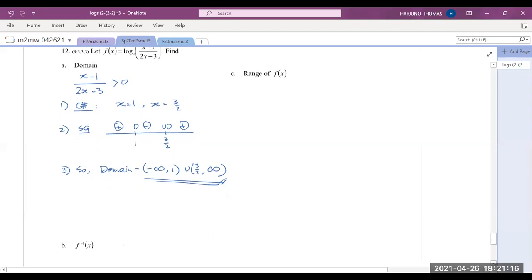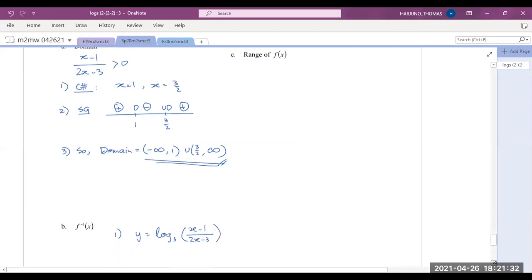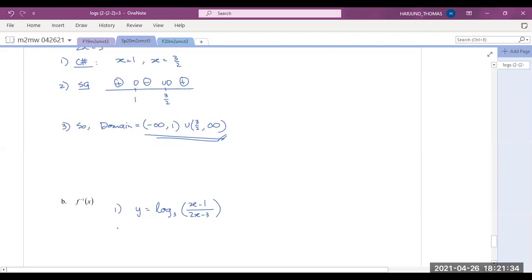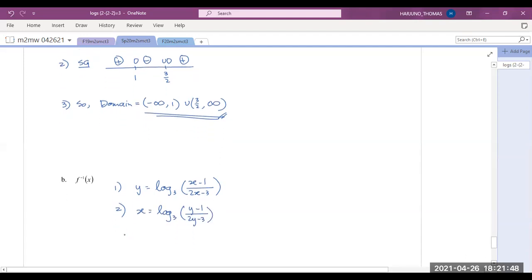Next, how about the inverse function? Let me copy the function first. That's y equals log base 3 of (x minus 1 over 2x minus 3). So step 1 is that. Step 2, I swap the x and the y. In step 3, I solve for y. I change it into exponential form first.